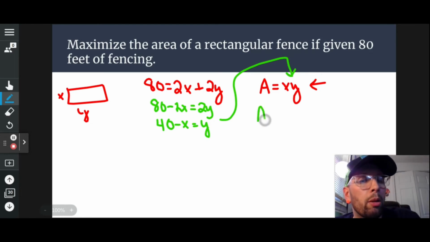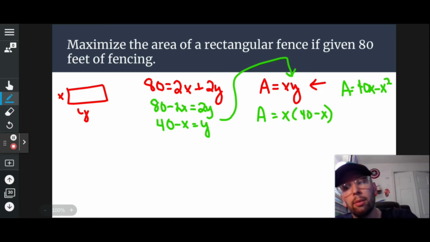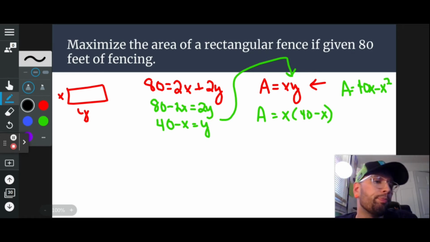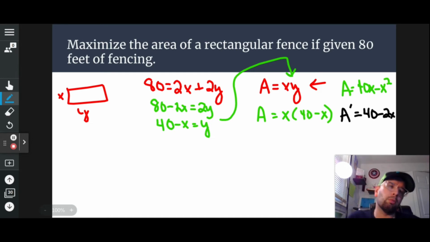So the area that I'm going to maximize is x times 40 minus x, or I'm going to maximize 40x minus x squared. And if you're looking at this and saying, boy, that sure looks a whole lot like the last problem, yeah, it should. The derivative is going to give us a critical point. The derivative is 40 minus 2x. Set that equal to 0.